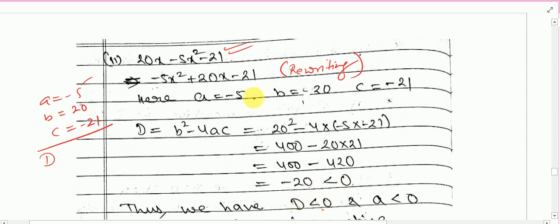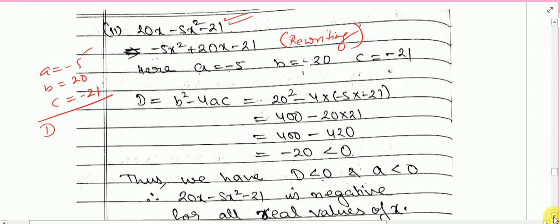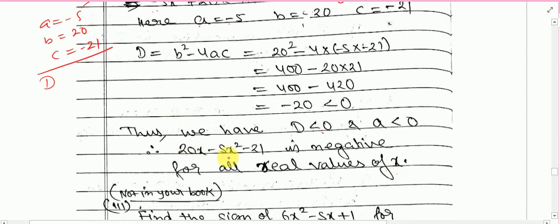So the sign of this quadratic function will be the same as the sign of a. The sign of a is minus, negative. Therefore this quadratic function is negative for all real values. No matter what x you take, this will always be negative.